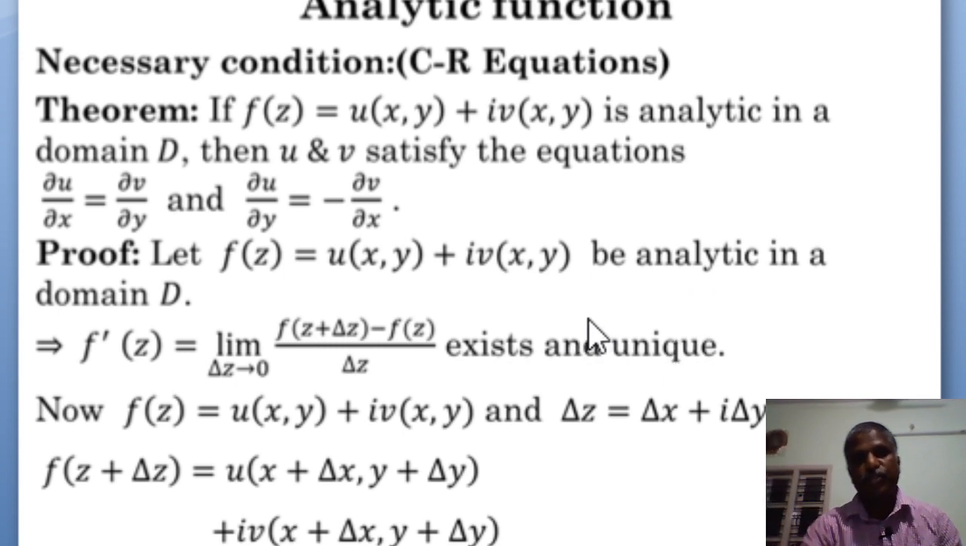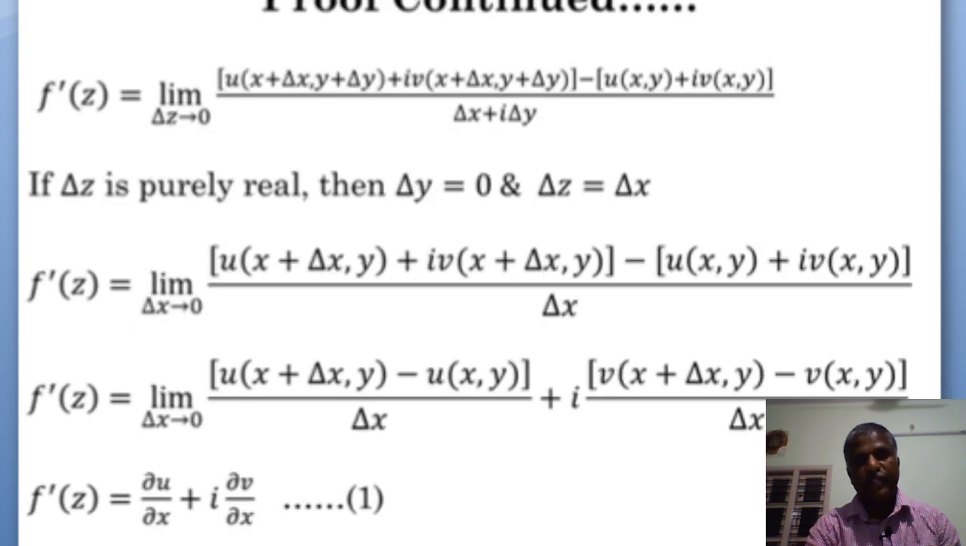Now, we have to substitute f of z plus delta z and f of z in terms of u, v, x, y. Now, f of z is equal to u of x comma y plus i into v of x comma y. So, delta z is delta x plus i delta y. Therefore, f of z plus delta z, that is, the change in z, leads to a change in x and a change in y: u of x plus delta x, y plus delta y, plus i into v of x plus delta x comma y plus delta y. Now, we have to substitute these into the differentiability, that is, f dash of z, the limit as delta z tends to 0.